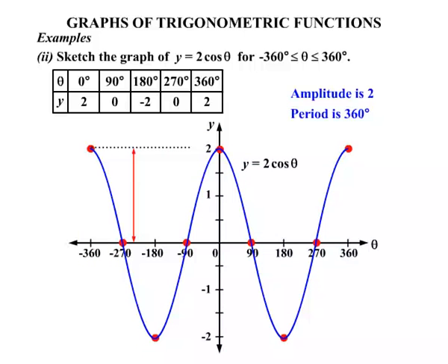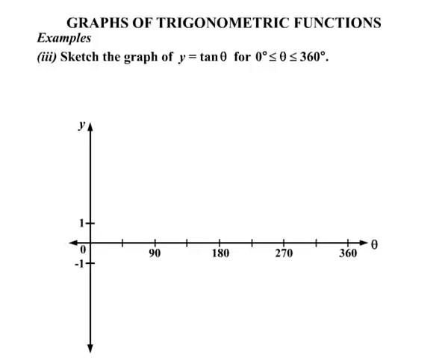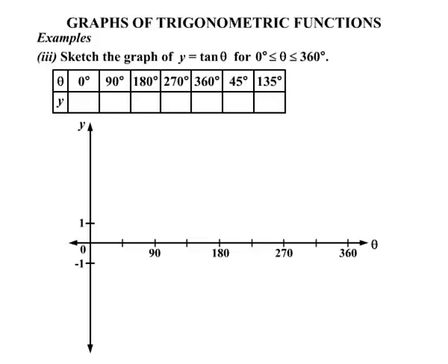Terrific. Our third and final example for this lesson, we need to sketch the graph of y equals tan theta. This time for theta between 0 degrees and 360 degrees. So our sketch will be a little bit different, only starting at 0 all the way to 360. A table again. Now I've included a couple of extra values on the end there, the 45 degrees and the 135 degrees. We'll get to them.